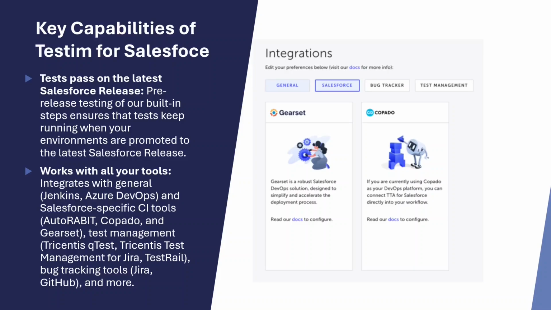Tricentis Testim Salesforce tool can integrate with Jenkins, Azure DevOps, and Salesforce specific CI tools like AutoRabbit and Gearset. And also it can integrate with different types of test management tools like Tricentis qTest, Tricentis Test Management for Jira, TestRail, and bug tracking tools like Jira, GitHub, and more. So these are all the different capabilities that are available in Tricentis Testim Salesforce tool.